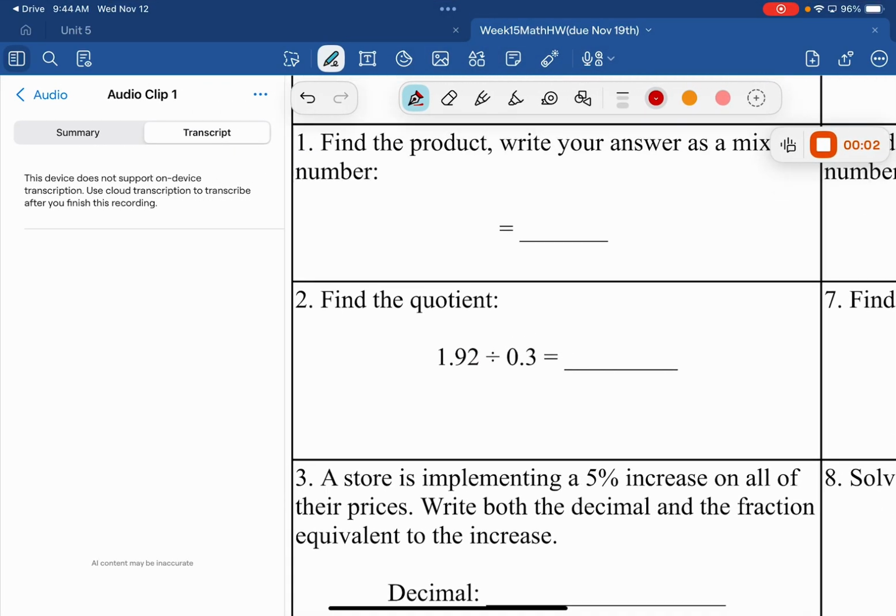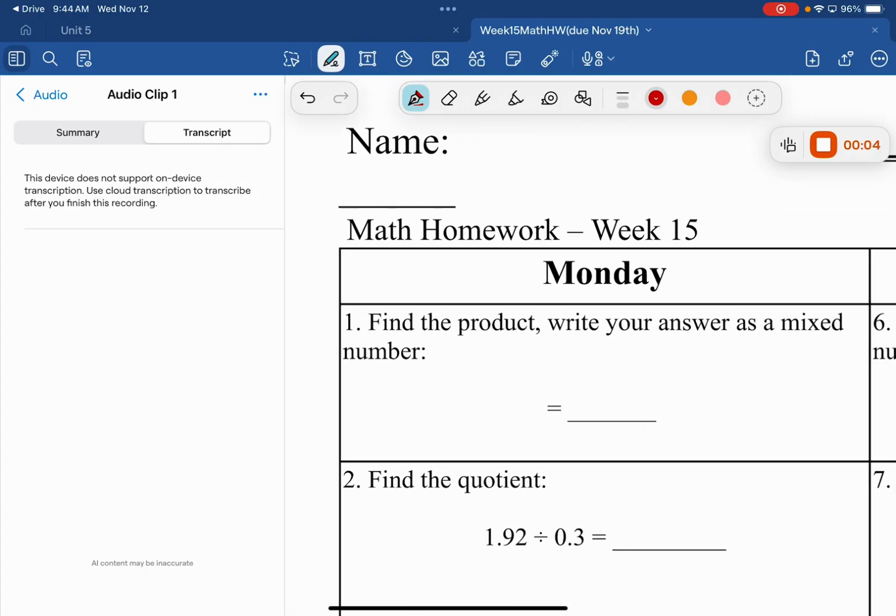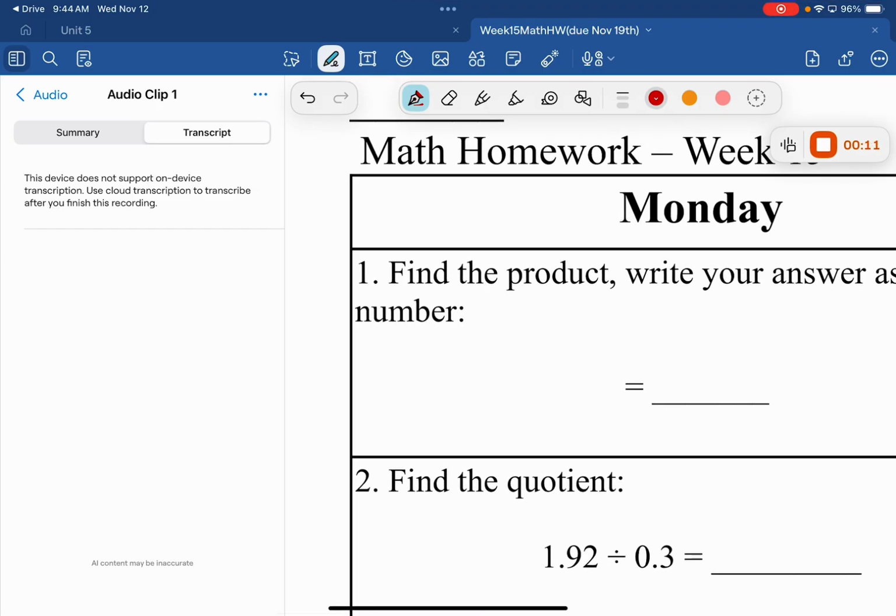Okay, first of all, I know this looks a tiny bit different. It's just the way it downloaded, but the problems are the same. So bear with me here as I kind of add stuff in. I know that yours looks a little different.